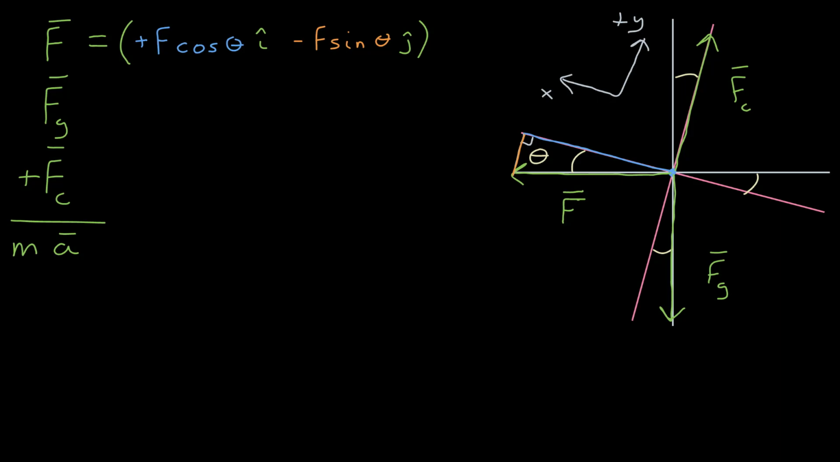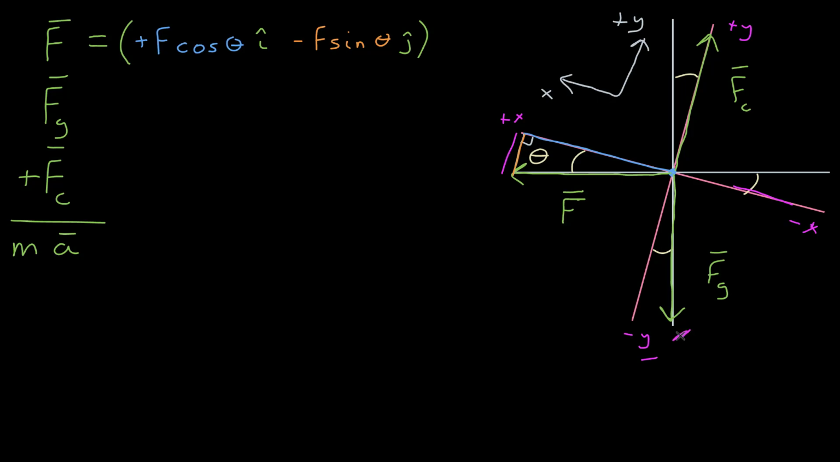If it helps, you can actually label your axes. There's plus y, this is negative y, and this is negative x, and this is positive x. The pink axis here is where y is equal to 0, so you can see the orange component is going in the negative y direction. Now on to the force of gravity.